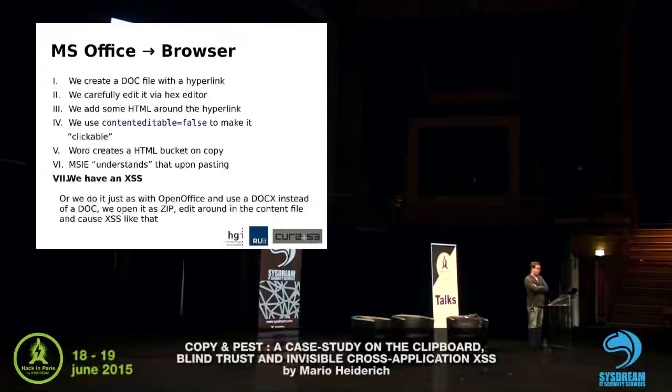Step by step, we create a doc, we put a hyperlink in that doc, we then open the doc with a hex editor, we add some HTML around that hyperlink, we make it a contenteditable element so it can be clicked, we save it, we open it, we copy something, the bucket is being created, and we put it into the browser, and then it executes. And the same thing with docx, we just open it as a zip file, inject the stuff, save it again, and it's going to be fine.